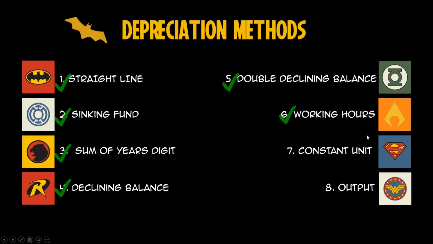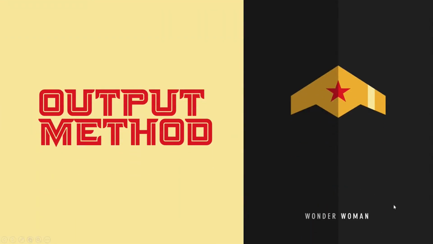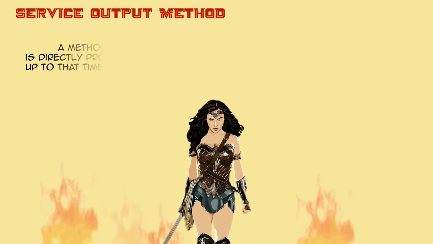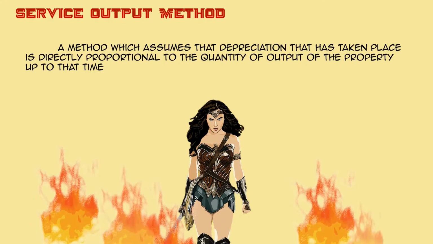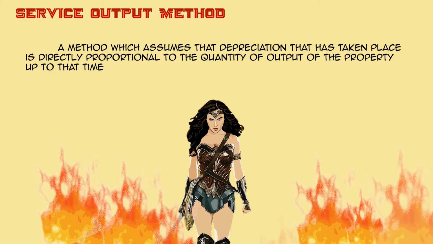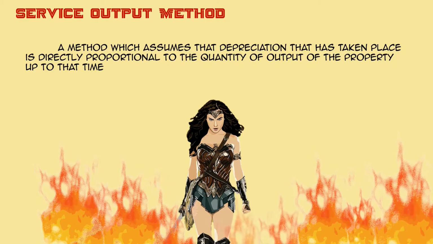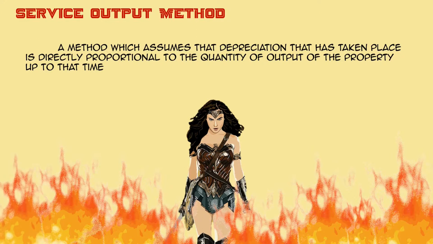Okay, so that is the constant unit method. Kadun lang, they are very similar sa working hours. Now, nahumanat ta sa constant unit method, let's go sa output method, ang pinakalas nga method sa depreciation. So, service output method is a method which assumes that depreciation that has taken place is directly proportional to the quantity of output of the property up to that time. So, the keyword here is output. So, ang kining output, kung pila or kung sa kadaghan ng imong output is proportional siya directly sa imong depreciation. So, pag mas daghan og output, mas dako ang depreciation. Pag gamay, edi mas gamay ang depreciation amount.